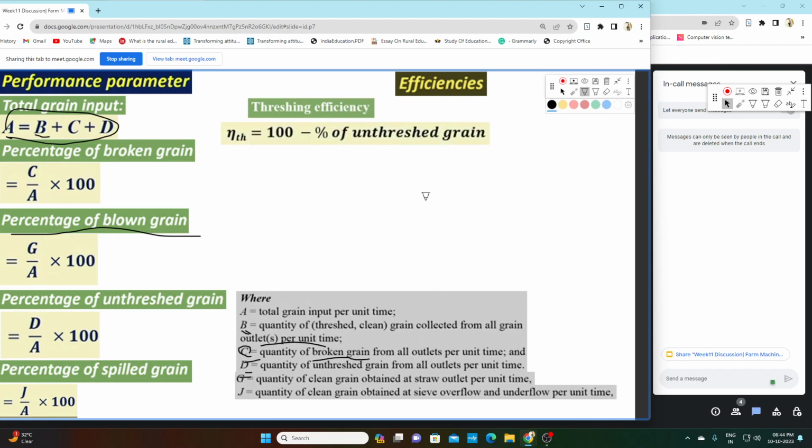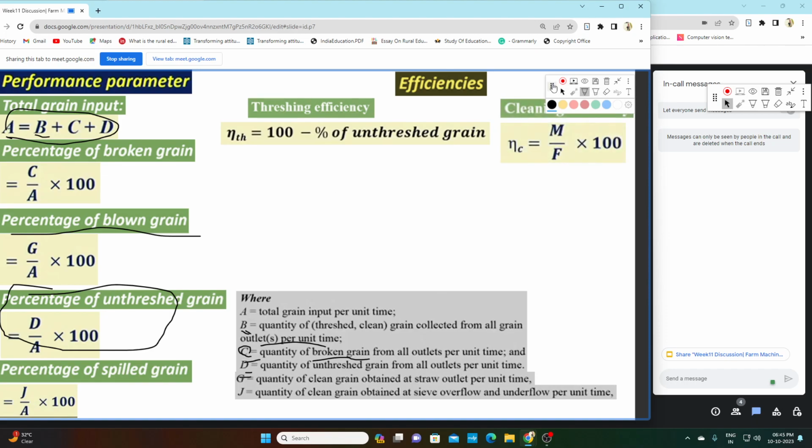Threshing efficiency is 100% minus the percentage of unthreshed grain. The percentage of unthreshed grain is D by A into 100. So whenever we put this percentage here, we will get the threshing efficiency: 100 minus percentage of unthreshed grain. That is the threshing efficiency.